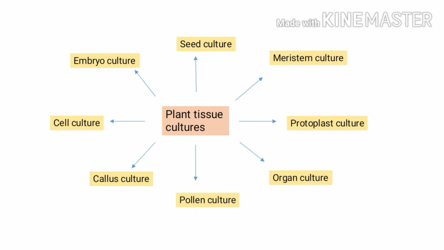I already discussed in a previous video lecture that plant tissue culture can be divided, on the basis of the explant extracted from the donor plant, into different types. These are embryo culture, seed culture, meristem culture, protoplast culture, organ culture, pollen culture, callus culture, and cell culture. Besides this, there are also many more types. After this video lesson, we will discuss one by one each and every type of culturing method that we use in plant tissue culturing techniques.